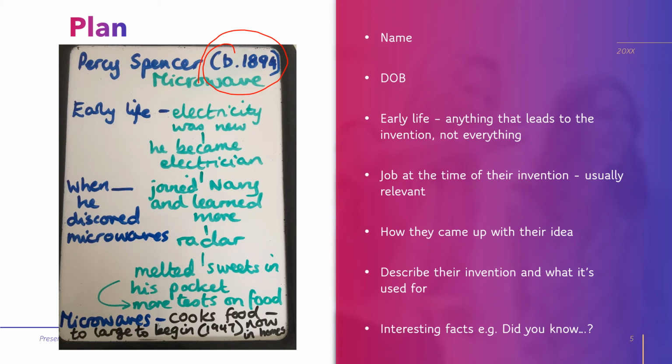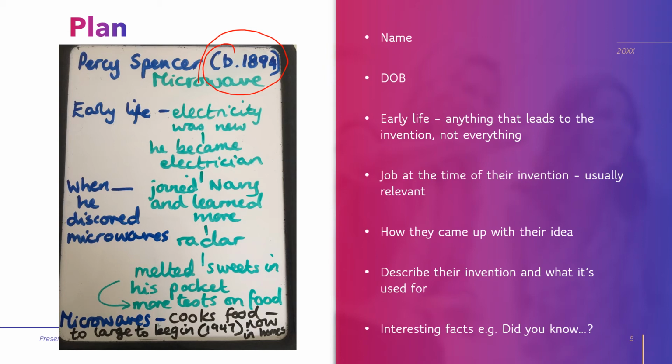The next point was about the job at the time of their invention, which is usually relevant to what it was they were inventing. Now, when Percy Spencer became an electrician, he then decided to join the Navy and use those skills, and actually got more involved in creating and developing radar equipment, things that detect other vehicles. And then while he was doing that, that's when he discovered that these microwaves that are created by the equipment actually melted things and could cook things, and decided to use that information to actually create something that can cook food really quickly.